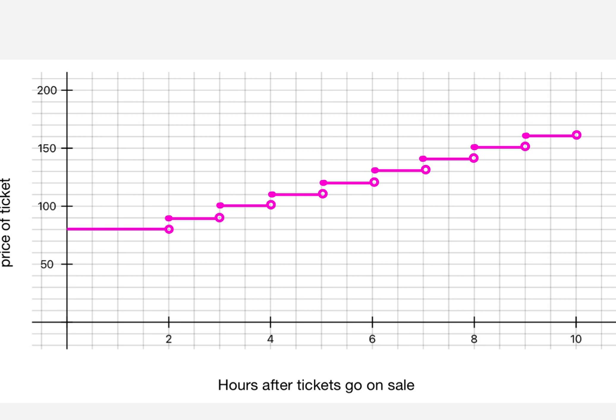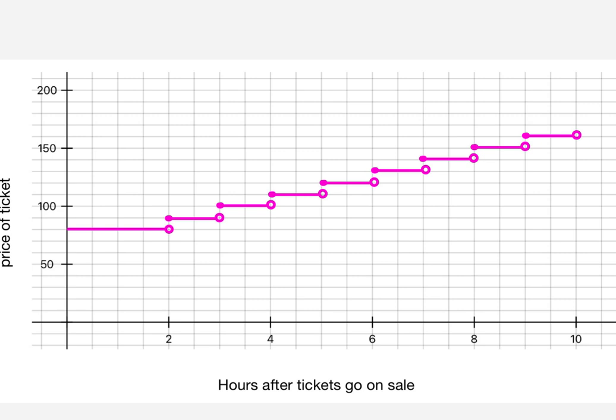All right, so first of all, this is a piecewise function, right? A piecewise function has different parts of the graph depending on your domain, your restricted domain or your x values. So it said it in the words, but what's happening from 0 hours to 2 hours, so the first 2 hours, my price was consistently $80. Then what happens at hour 2? It jumps up to 90.